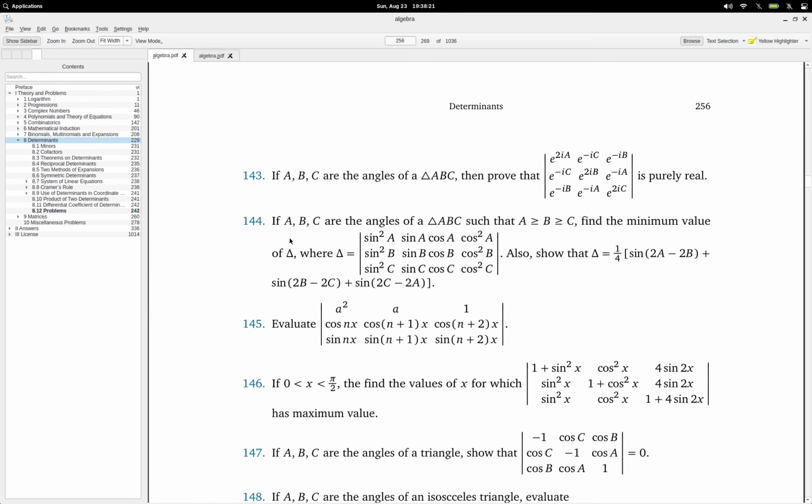Question 144 says that if A, B, C are the angles of a triangle ABC such that A greater than or equal to B greater than or equal to C, find the minimum value of delta, where delta is the determinant with rows sin square A, cos square A, 1; sin square B, cos square B, 1; sin square C, cos square C, 1. Also show that delta is equal to 1 upon 4 times sin 2A minus 2B plus sin 2B minus 2C plus sin 2C minus 2A.